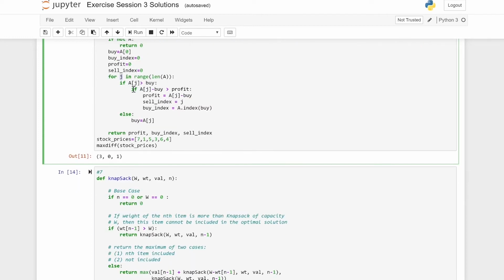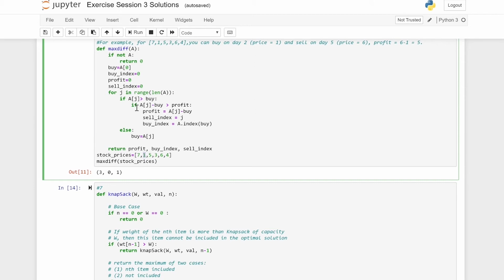Now if A[j] is greater than buy price, so the 7 itself is not greater than buy price, so we fail here, and now buy price is again 7. And now j is 1, and our value is 1. A[j] is not greater than buy price, and then our buying price right now is A[1], which is 1. So the j here right now is 2. A[j] is greater than buying price? Yes, because 5 is greater than 1.